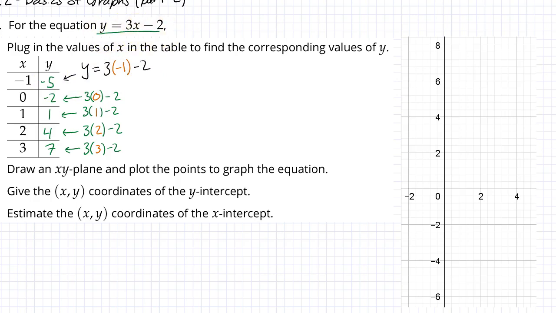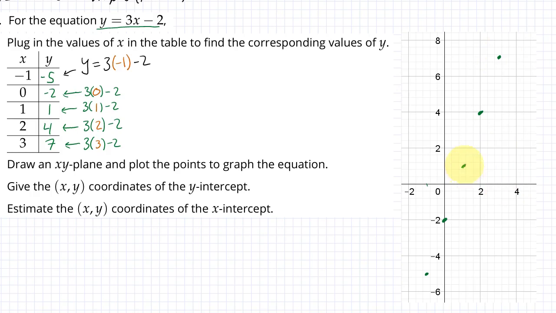So anyways, we got (-1, -5) right there. That's the first one. (0, -2) is right here. (1, 1) is here. (2, 4) is here. And we have (3, 7) right there. So all of those points are on the graph of the equation because they are xy pairs that make the equation work when you plug them in. And to get all of the points, we can draw a line through it to include all the points in the middle, because there's other points that work too.